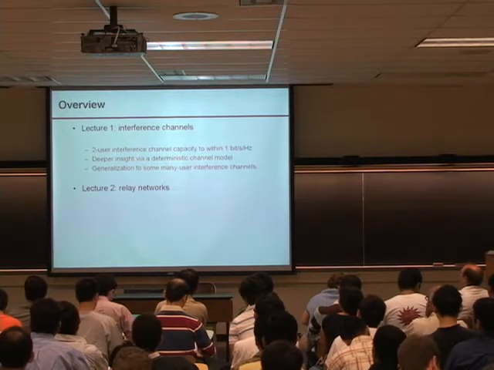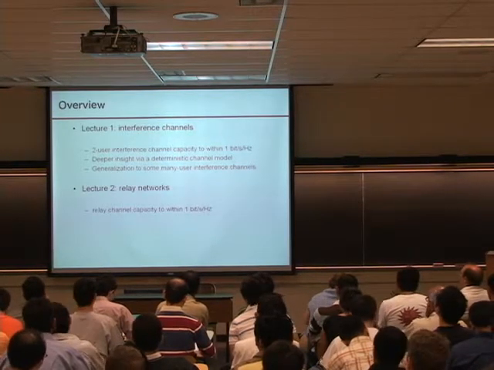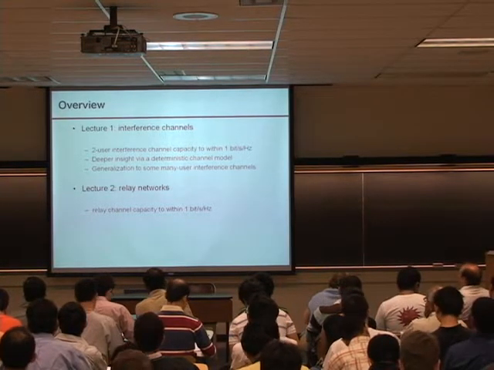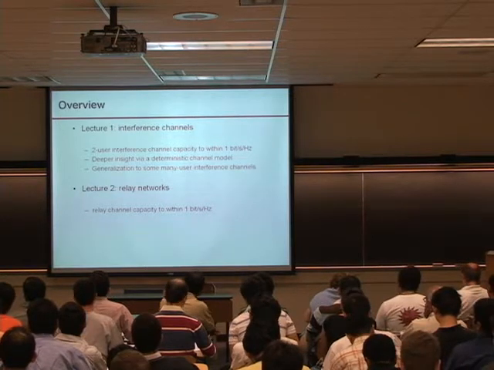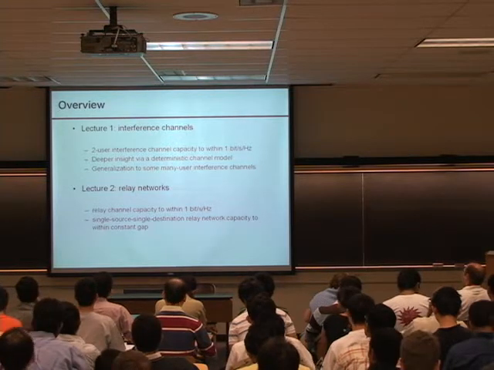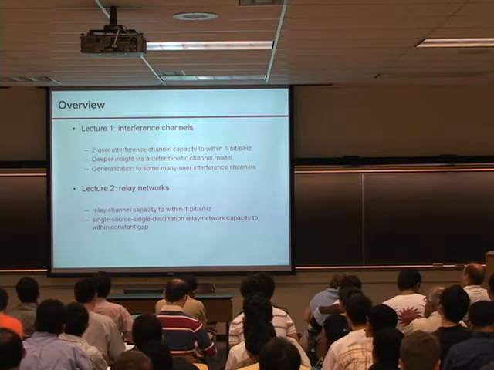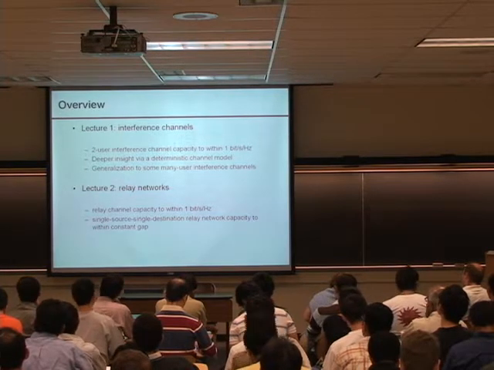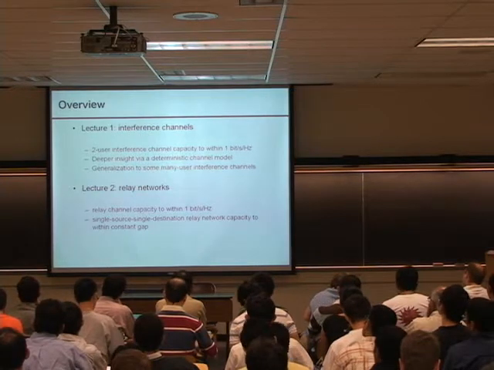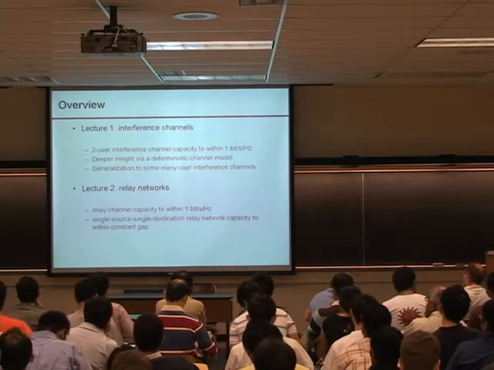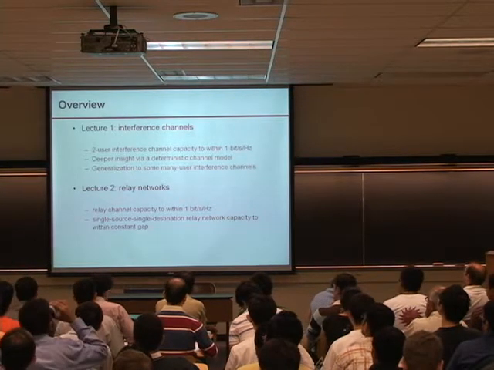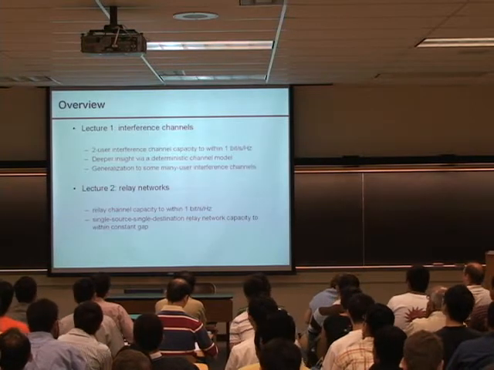Lecture 2 will be focused on relay networks. Again, we were able to develop a result which characterizes the relay channel capacity to within 1 bit per second per hertz. I will develop a general result which solves the single source, single destination relay network with an arbitrary number of relay nodes, to within a constant gap, just like the 1 bit per second, but a different number, independent of the channel parameters. So this is lectures 1 and 2.